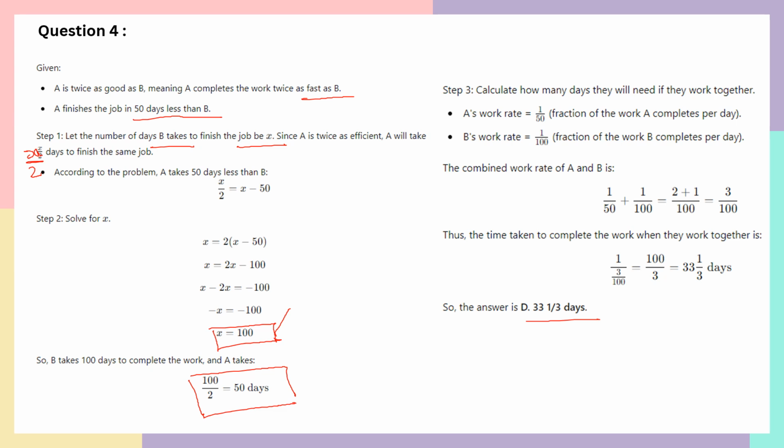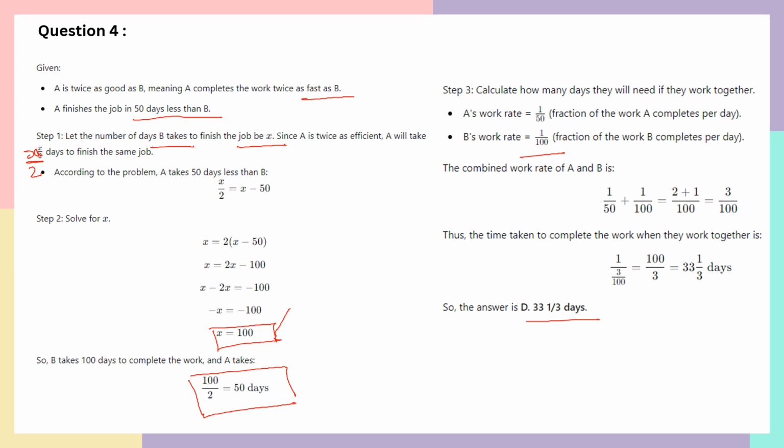Now calculate how many days they will need if they work together. First, calculate A's work rate. Work rate can be calculated as the work upon the total work days, 1 upon 50, which is 1 by 50. It shows how much work A can do in one day. Now B's work rate is 1 by 100. It shows how much of B's work is done in 1 day out of the 100 days.